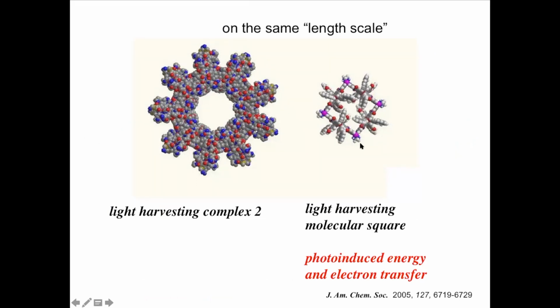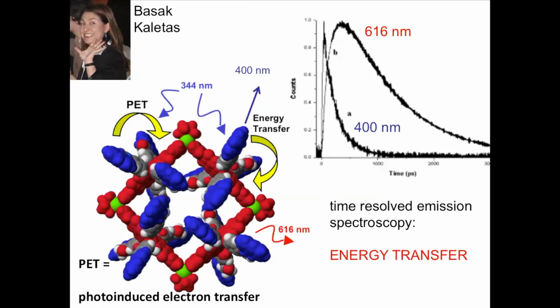So on the same scale, of course, the light harvesting complex is still a little bit bigger and it only does energy transfer, but it is approaching the size and also the photophysical complexity. Building blocks, put them together and make something larger that can do something. This is actually work of Bashak. And here you also see some of the interactions with the light.